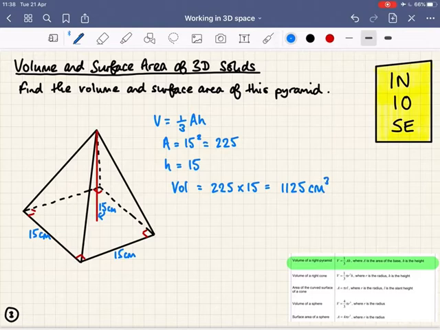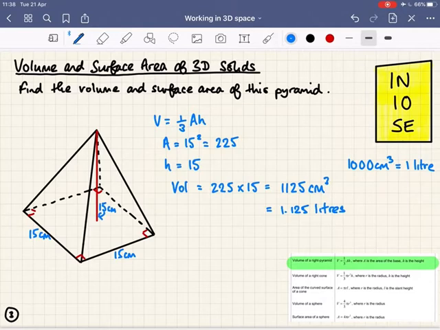Just to remember, because this is very likely to come and haunt you, that 1,000 centimetres cubed is equal to 1 litre when we're talking about capacity. So you could have given your answer there as 1.125 litres, because that's another equivalent measure of volume. So there's the first part, that's nice and easy.